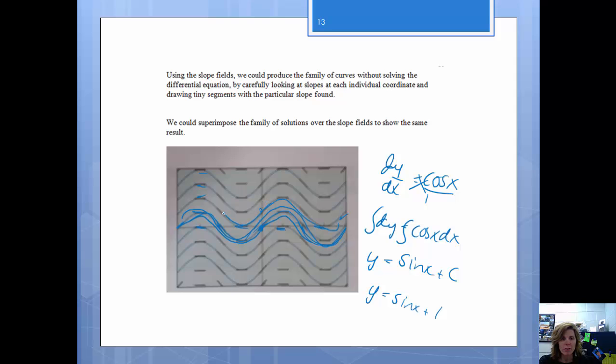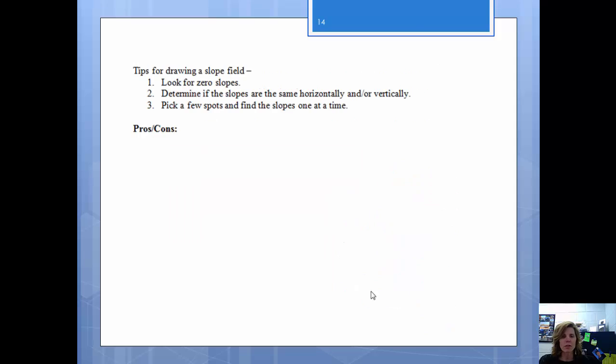So notice we've got all sorts of sine curves. What's making a difference is what our plus c is. So if it was plus 2, my solution would be up here. So again, slope fields are just giving us a visual picture of what my solution is going to look like when I'm done. And I think that's all I want to say about it.